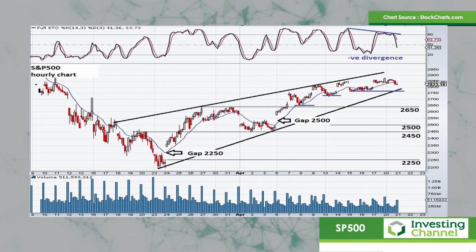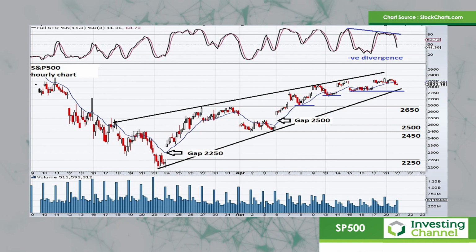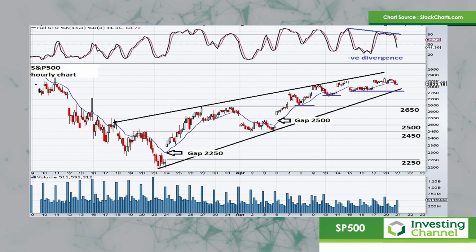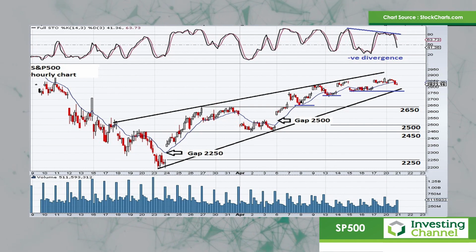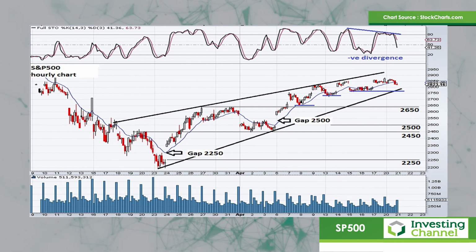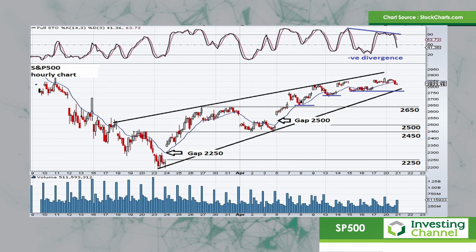If it continues below that 15 EMA and it starts to move below 2750, then that would mark a breakout the bottom of that rising wedge pattern. And it could then signal further weakness down towards the levels that I've indicated on that chart. So 2650 would be your first stop, then 2500 where there's a big gap in the chart. So I think that's where we could be headed in the near term if the weakness that we've seen over the past day or so persists.